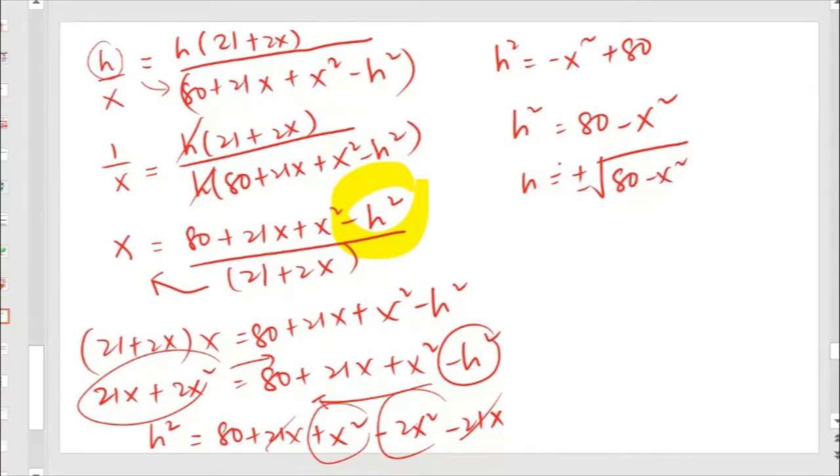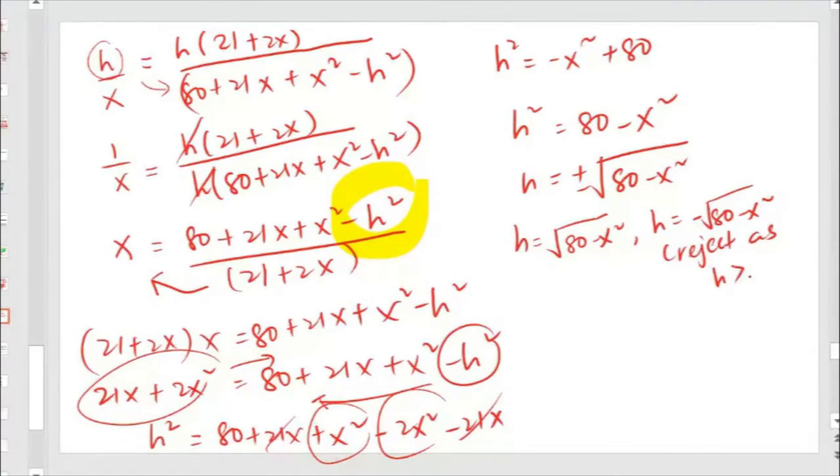But can the height be in the negative value? Can h be negative or not? No. H equal to the square root of 80 minus x squared. Then we cannot say that h equal to negative square root of 80 minus x squared. This one we have to reject, because the h must be more than 0, because it's positive. So your answer is the height h equal to square root 80 minus x squared meter. Meter, right? Meter.